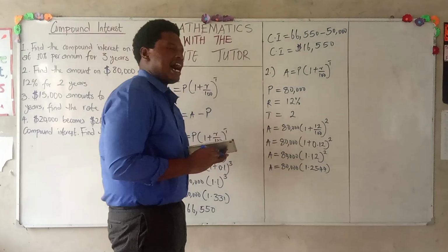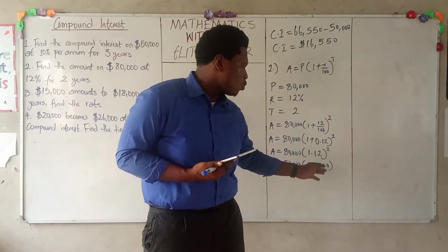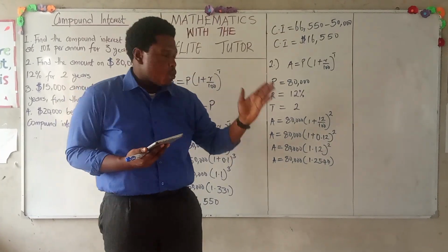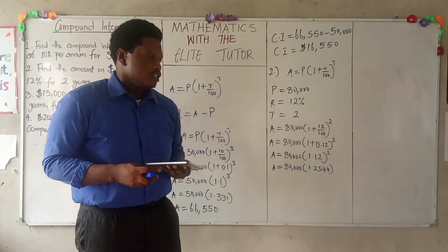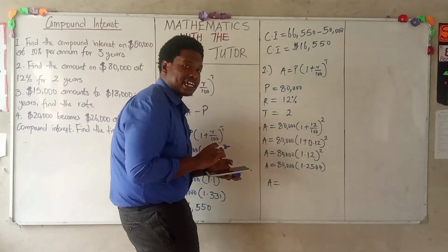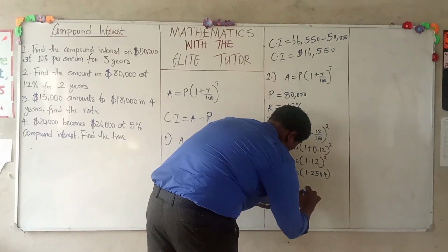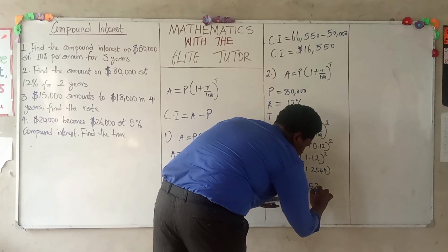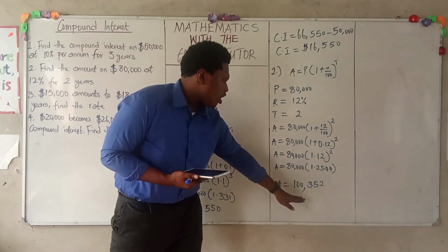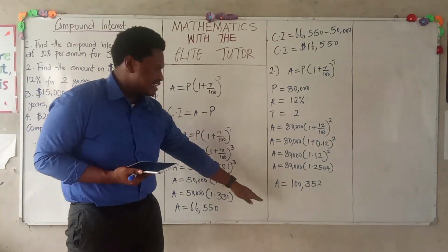1.2544. And like I said earlier during the first example, when we have 80,000 into bracket 1.2544, it simply means 80,000 times 1.2544. So when we have 80,000 times this, by the time we point our calculator, our final amount gives us 100,352. Now in this question, our amount is 100,352. Here we've been able to ascertain the amount.